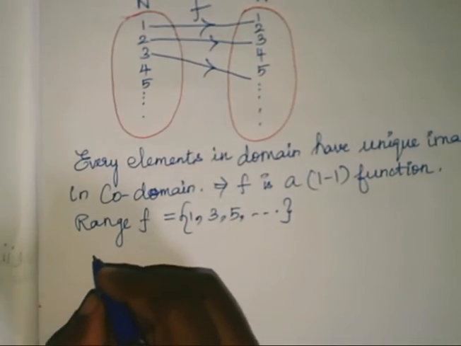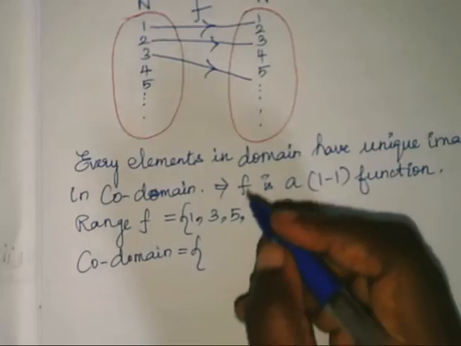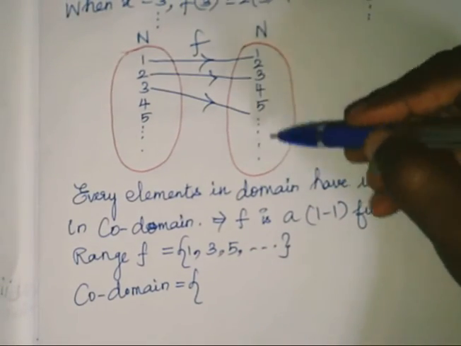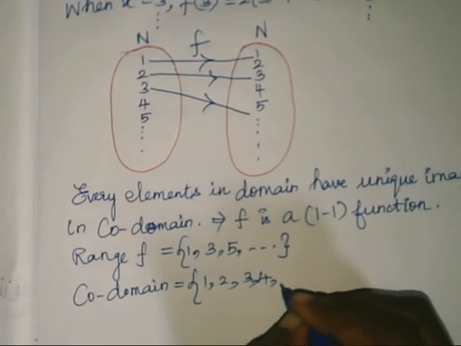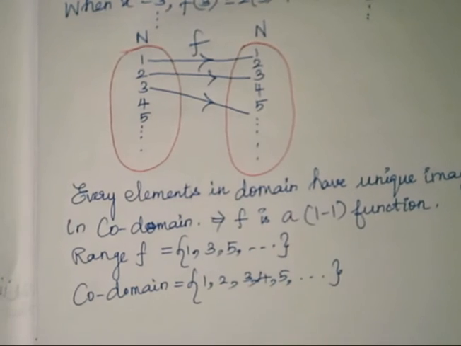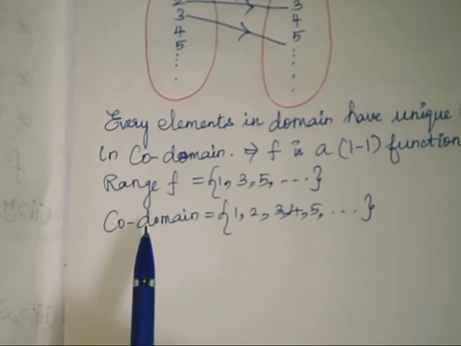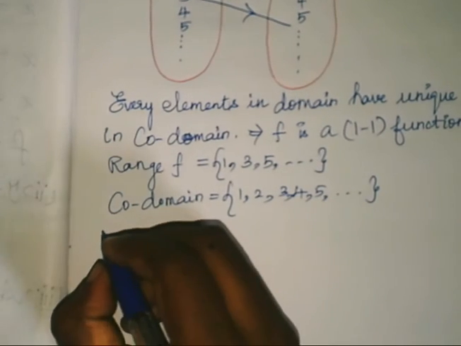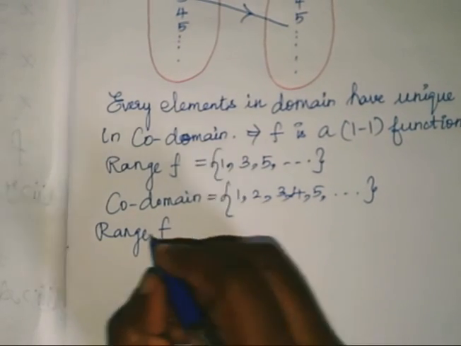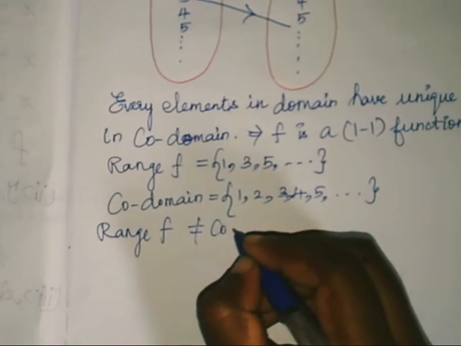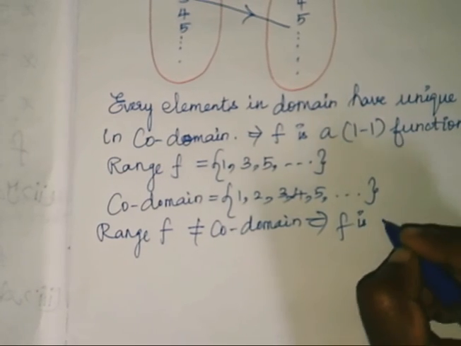Then the codomain is equal to N, the natural numbers as a whole. This is the codomain: counting numbers 1, 2, 3, 4, 5, 6, 7, 8 and so on. Look at this range and the codomain. The range is the odd numbers and the codomain is the natural numbers. They are not equal. So definitely the given function is not an onto function, it's an into function. Range of f is not equal to the codomain, which implies f is not onto.